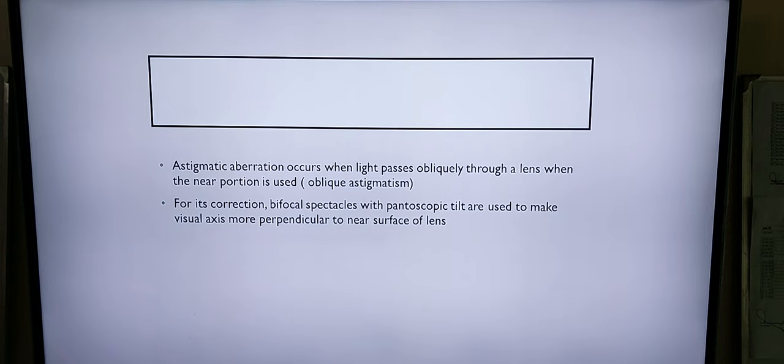So in this case, astigmatic aberration occurs when light passes obliquely through a lens, and this is called oblique astigmatism. For its correction, bifocal spectacles with a pantoscopic tilt of 10 to 15 degrees forward are used to make the visual axis more perpendicular to the near surface of the lens.